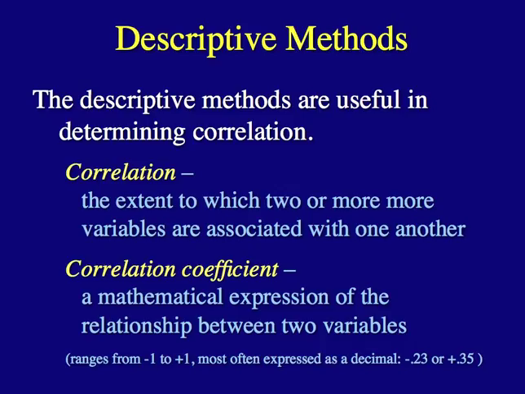And it can range from -1 all the way down to 0, and then all the way back up to +1. And they're most often expressed as a decimal, say -0.23 or +0.35. Those are just examples. And a negative correlation means that as one variable goes down, the other goes up, or vice versa. And a positive correlation means that the variables move together. So as one goes up, the other one goes up, or as one goes down, the other one goes down.